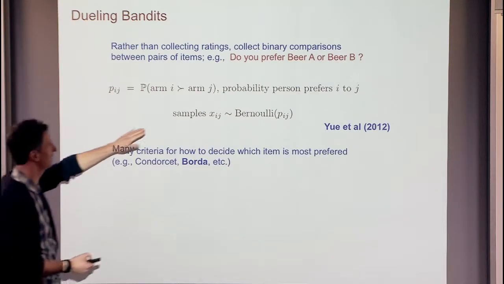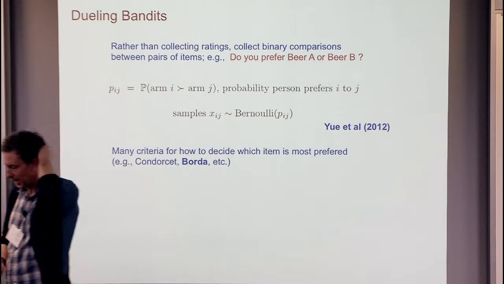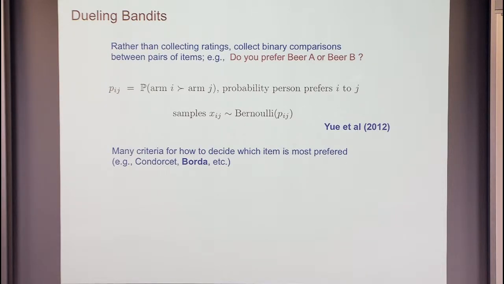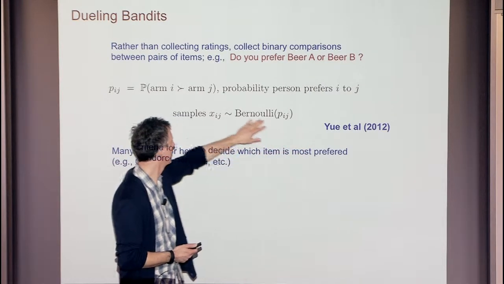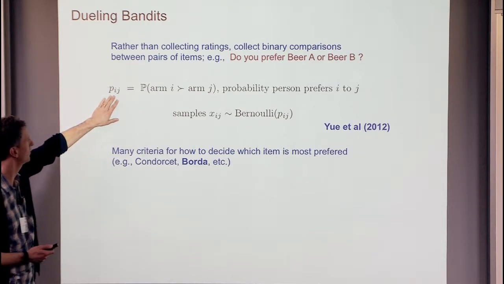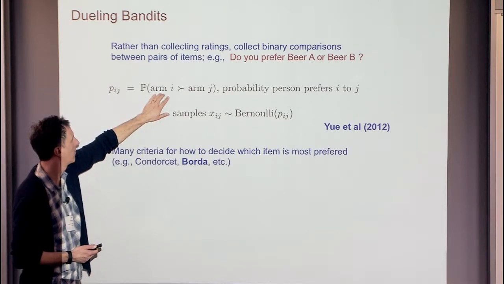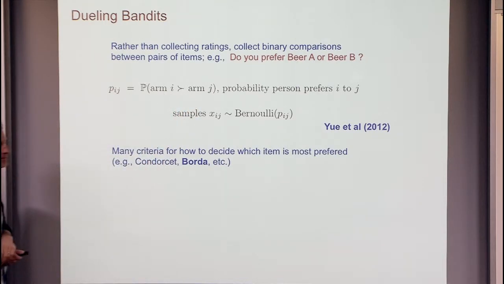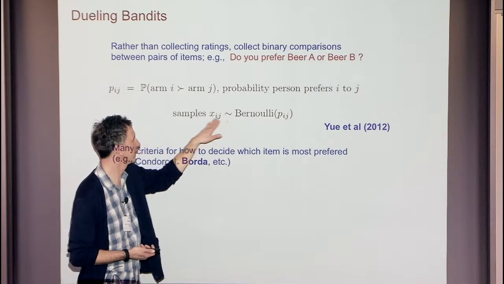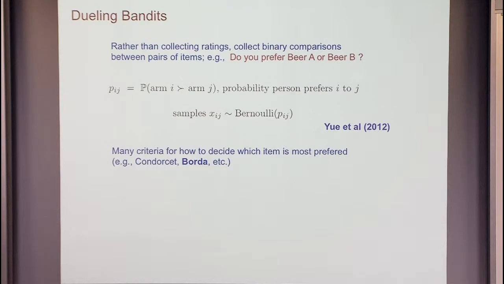So for example, rather than asking you to rate beer A or beer B, I might just say, here are two beers, take a taste of each, which one do you like better? Okay? You can formalize this also as a bandit type problem. It goes by the name of dueling bandits, which comes from this paper by Yue et al. in 2012. The basic idea is this. You have a bunch of probabilities, P_ij, the probability that arm i is preferred to arm j. Then you get Bernoulli samples from that probability. You see outcomes of people making these comparisons. They compare item i to j, and they say one is better, or the other. So it's 1 or 0.